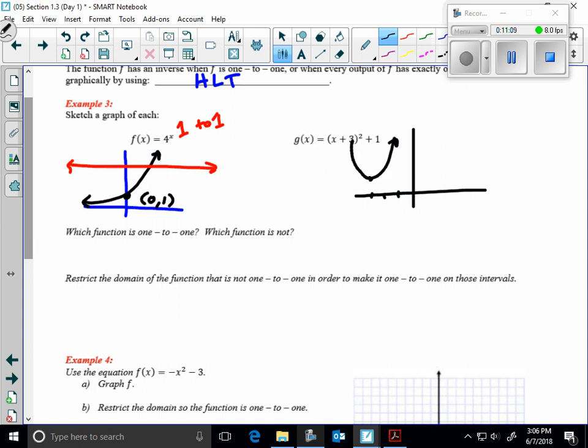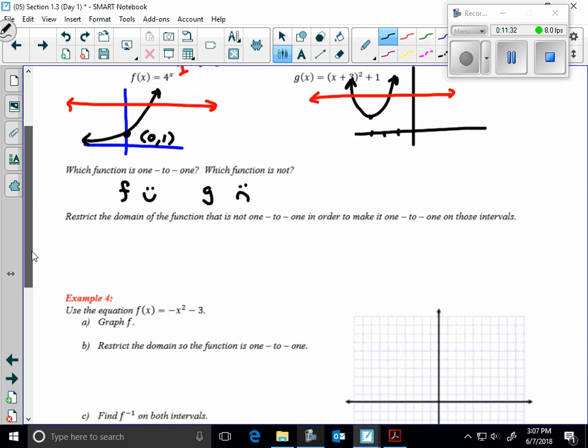General sketch of that will look like this. Okay, so if I drew a horizontal line over here, we'd have issues. It's not 1 to 1. Therefore, its inverse is not going to be a function. Okay, so it's not 1 to 1. You'll see why. Which one is 1 to 1? Which one is not? We just answered it. F is, and G is not.